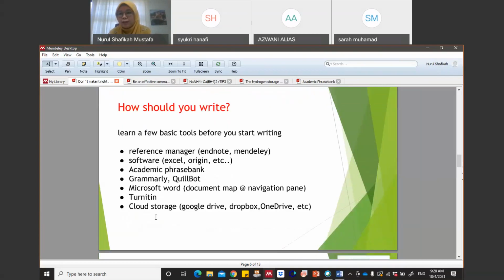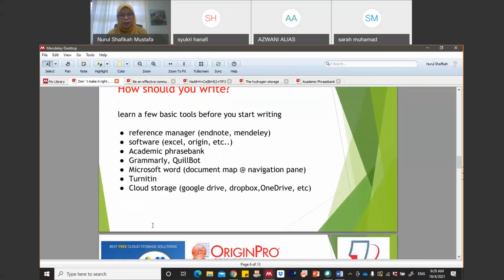And another one is cloud storage. Cloud storage is for you to keep all your information. Nowadays there are a lot of cloud storage options: Google Drive, Dropbox, OneDrive, etc. So why is it important? Because if you keep all your work in one place, maybe on the D drive of your laptop, and suddenly your laptop breaks down, you have no backup anymore. There are many cases with no backup. So it's important for you to put your work in several places. Cloud storage is one of the best, because you can open it on any computer, and on your phone too. So it's very important to learn a few basic tools before you start writing.